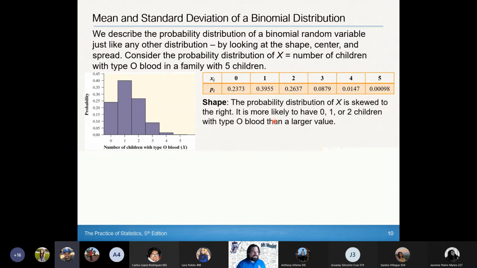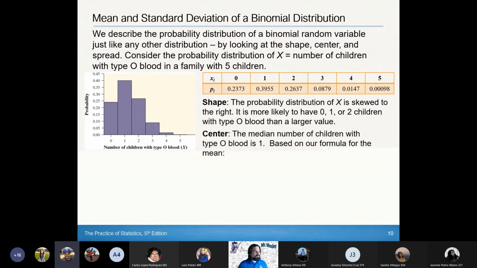Shape: the probability distribution of x is skewed to the right. It is more likely to have 0, 1, or 2 children with type O blood than a larger value. Center: the median number of children with type O blood is 1. Based on our formula for the mean, and again, it's our basic mean formula for a random variable, probability of an outcome times that outcome, add them all up, we get 1.25.